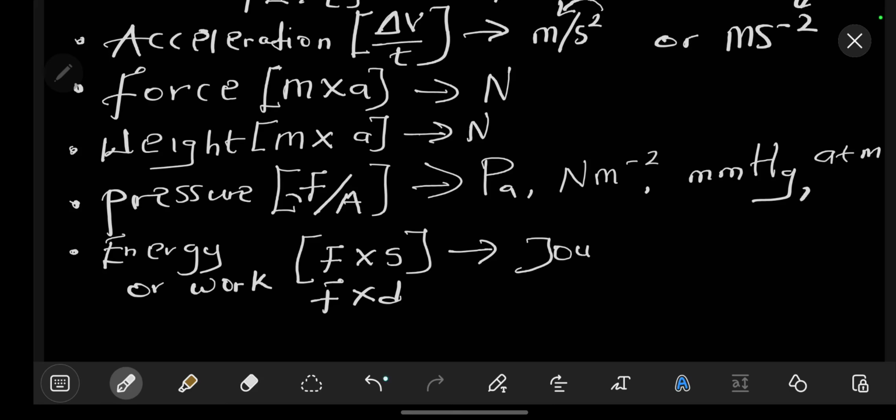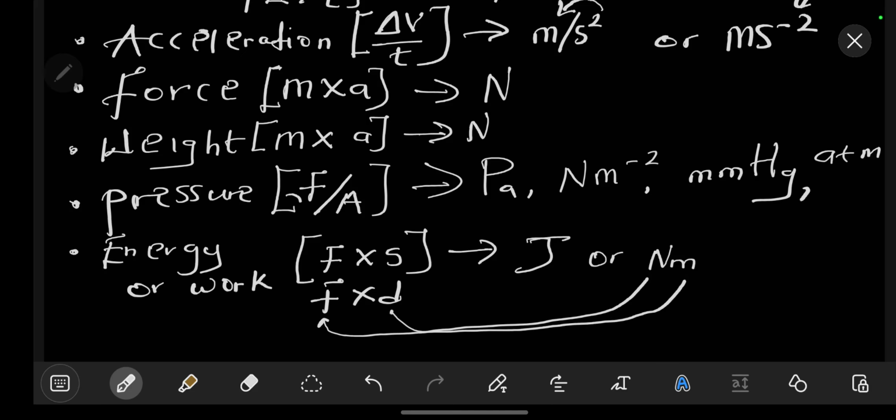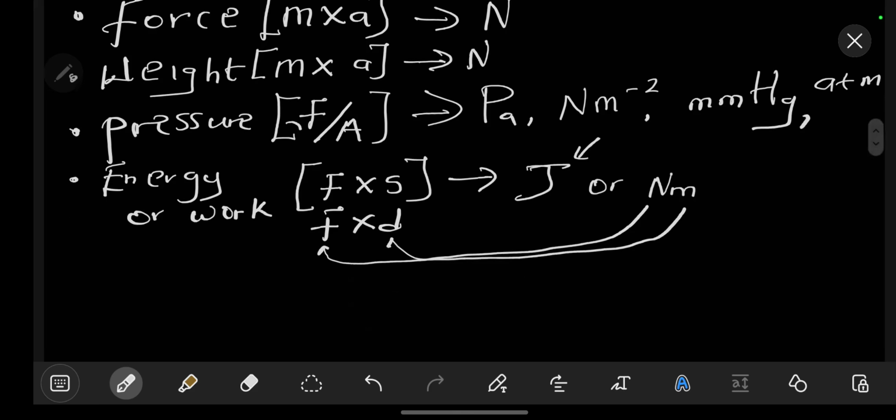Joules is the most common unit for energy. Or we can write it as Newton meter, not Newton per meter. I believe you know how we got Newton meter. Newton here is for force and meter is for distance. So it is Newton times meter. But most commonly when you're solving, leave your answer in joules. That is because joules is the more common unit for energy and work than Newton meter.